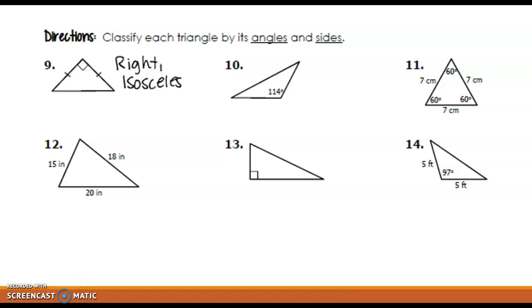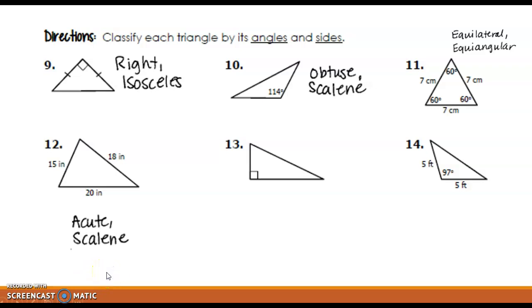Number 9. All right, try number 10. Try number 10. Number 10. Try number 11. 11. Try number 12. Awesome, number 12. Let's try number 13. There you go, 13. And lastly, 14. Okie doke. Hopefully you did well.